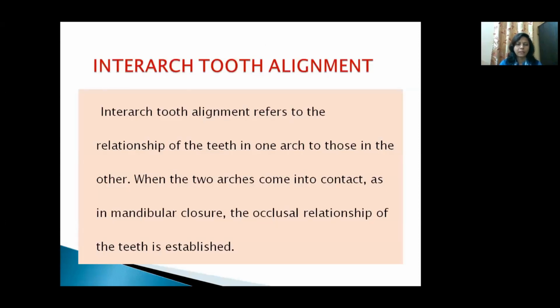So, in the interarch tooth alignment, as we have seen the overjet and overbite, it refers to the relationship of teeth in one arch to those in the other. When the two arches come into contact, as in mandibular closure, the occlusal relationship of the teeth is established.